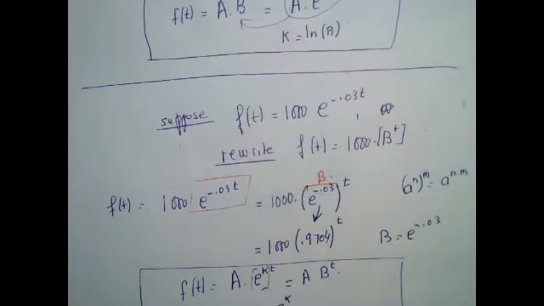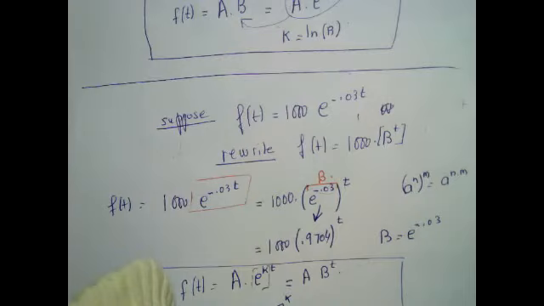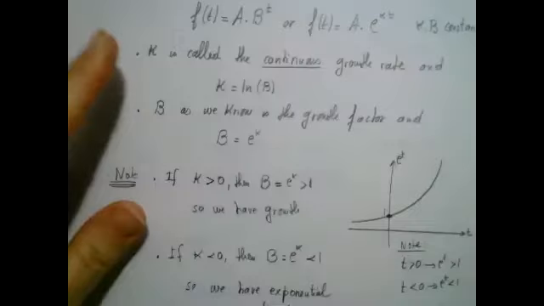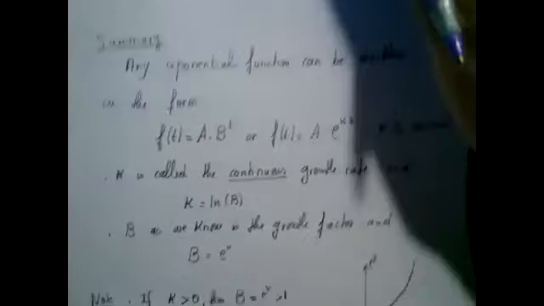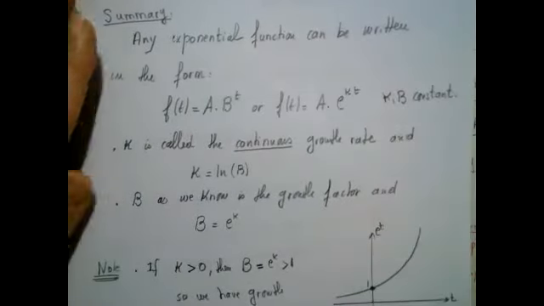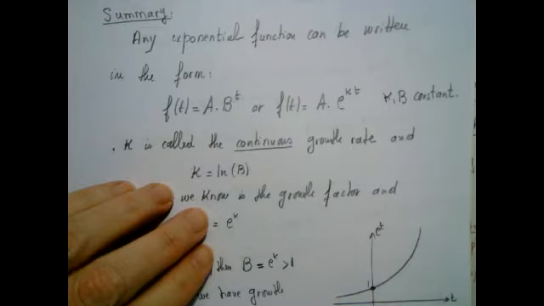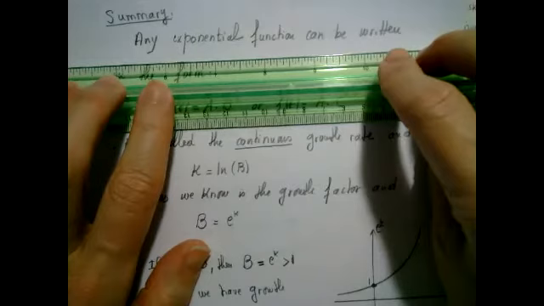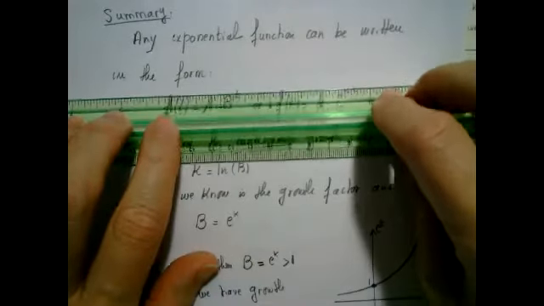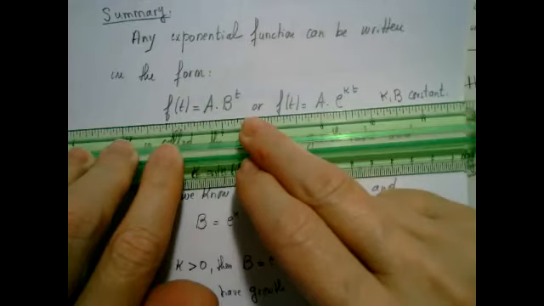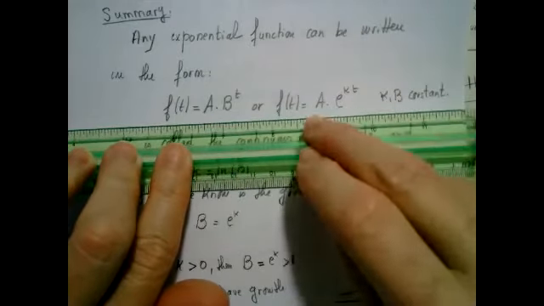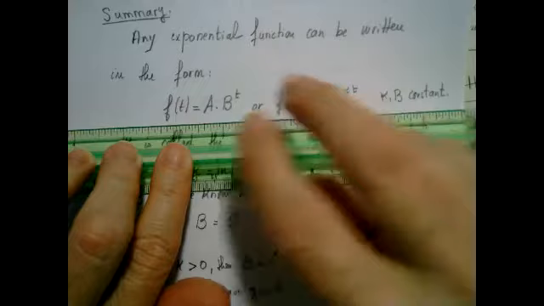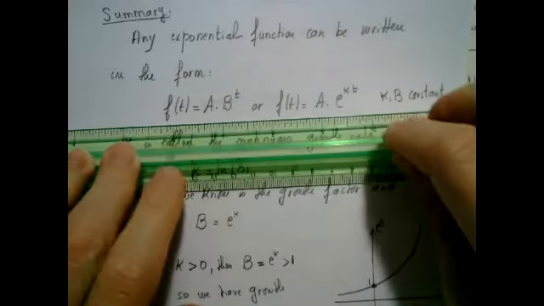Now I'm going to totally summarize this in one big summary, and then give you tons of examples to elaborate on this. So let me do the summary. So if you guys are writing, you will have it. Here's the summary. Any exponential function can be written in two forms: a times b to the t, or a e to the kt. So we can write them in either format, they are the same.